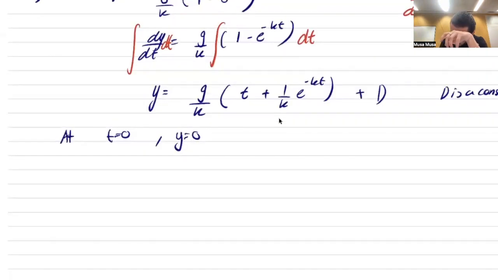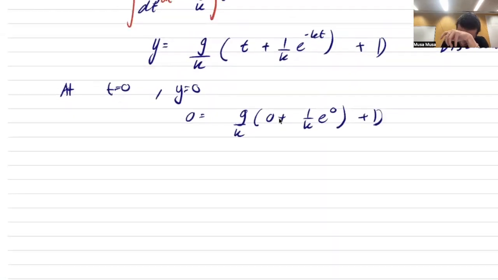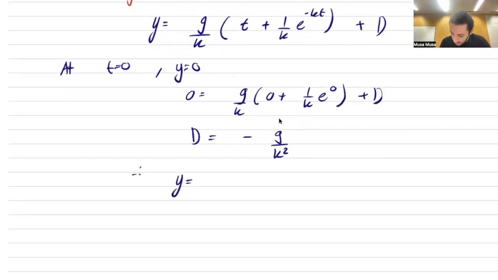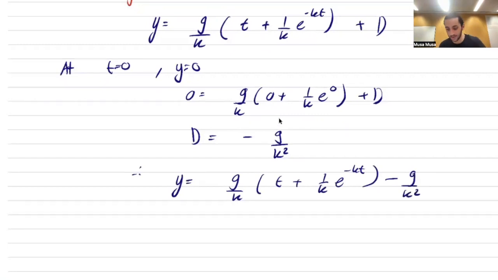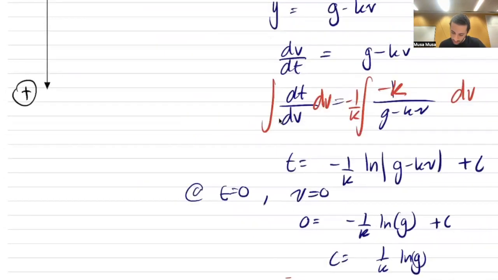So let's sub this all in. 0 equals g on k, 0 plus 1 on k, e to the power of 0, plus d. And I think we get d equals negative g over k squared. Yeah, that should be right. So then therefore, y equals g on k, t plus 1 on k, e to the minus kt, minus g on k squared. Okay, you can leave it like this. You can expand it if you like. Could not care less. Alrighty, next part.